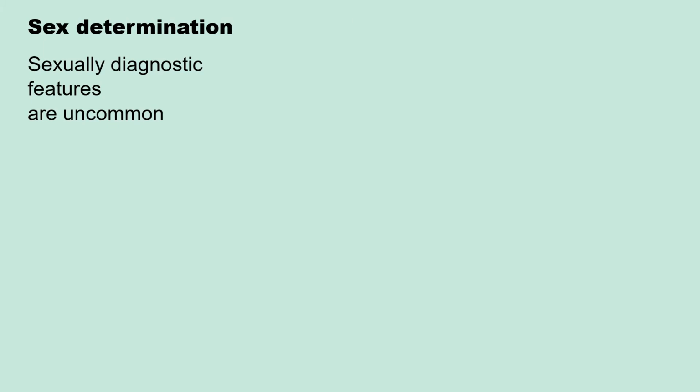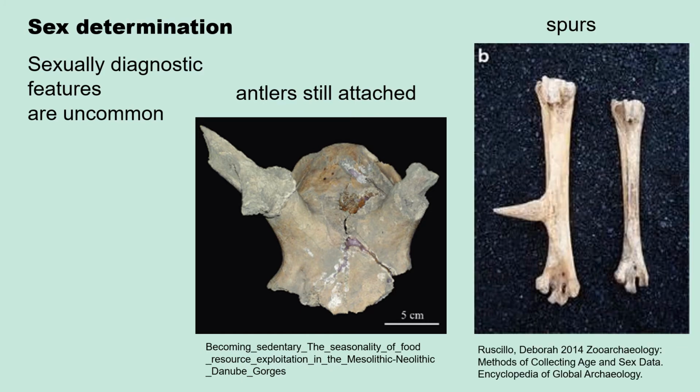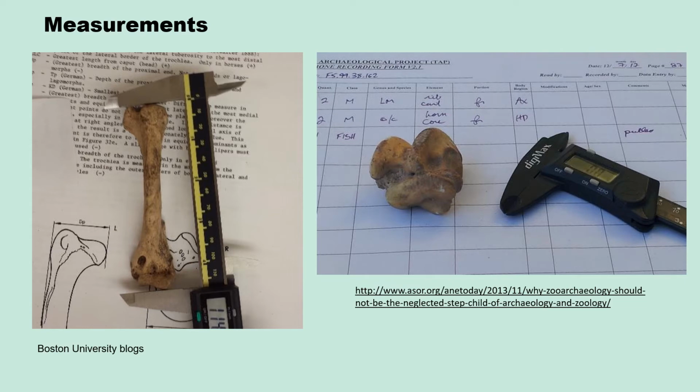Sexually diagnostic features are uncommon. One might be antlers still attached to a skull. Another might be spurs on a bird's leg. Medullary bone is found seasonally only in female birds. And of course, measurements need to be taken. The illustration on the left hints at some of the different types of measurements that you might take.